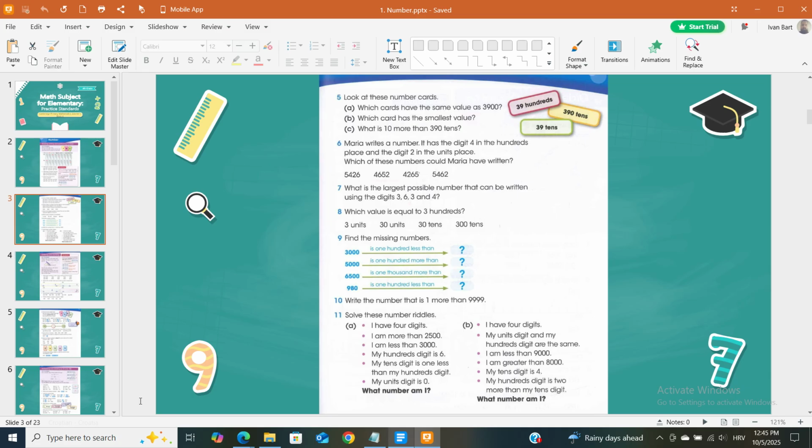(b) I have 4 digits. My units digit and my hundreds digit are the same. I am less than 9000. I am greater than 8000. My tens digit is 4. My hundreds digit is 2 more than my tens digit. What number am I? Ordering and rounding.